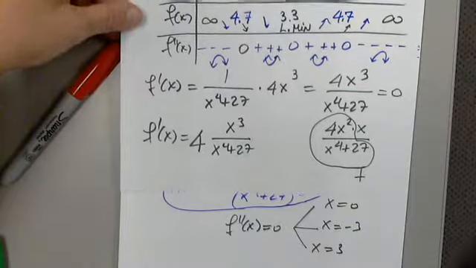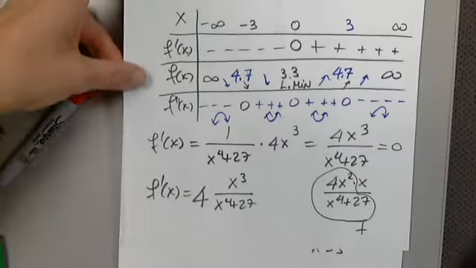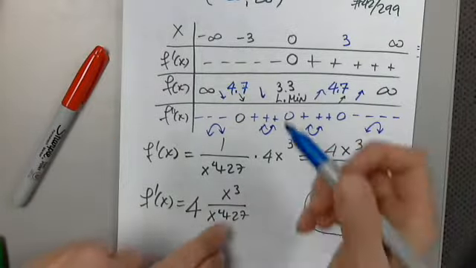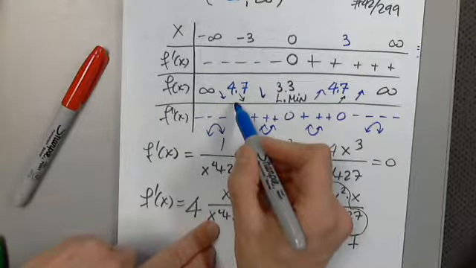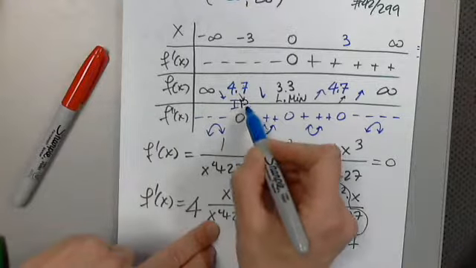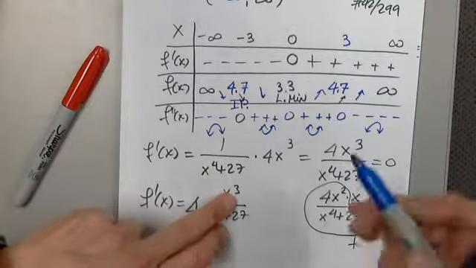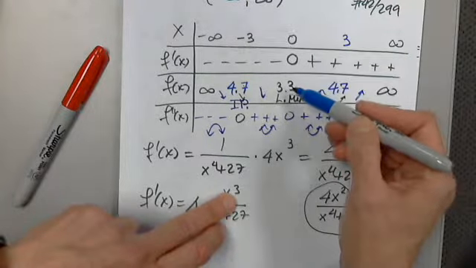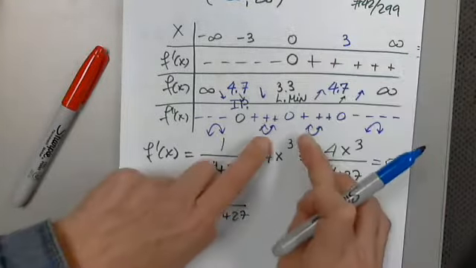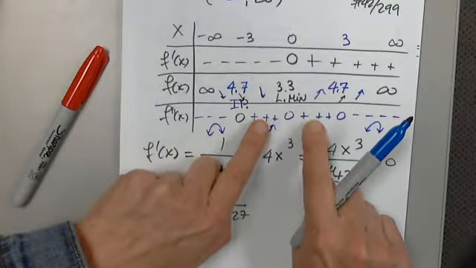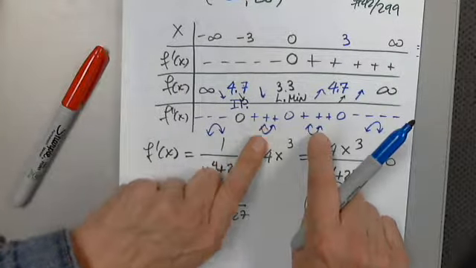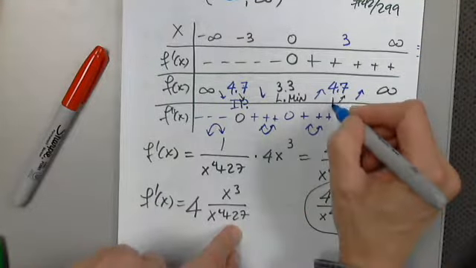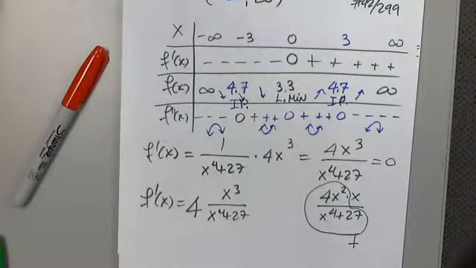So then negative 3 is 4.7. Is 0, 3.3 an inflection point? No, because the second derivative doesn't change sign. What about 3 comma 4.7? Inflection point. Very good, awesome.